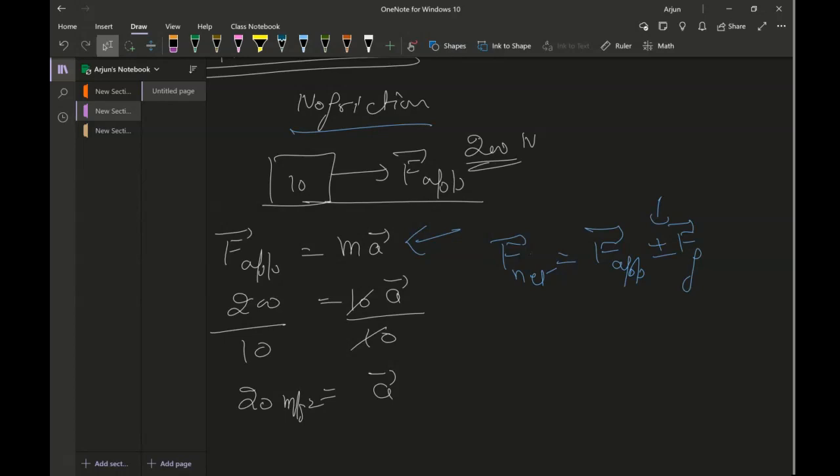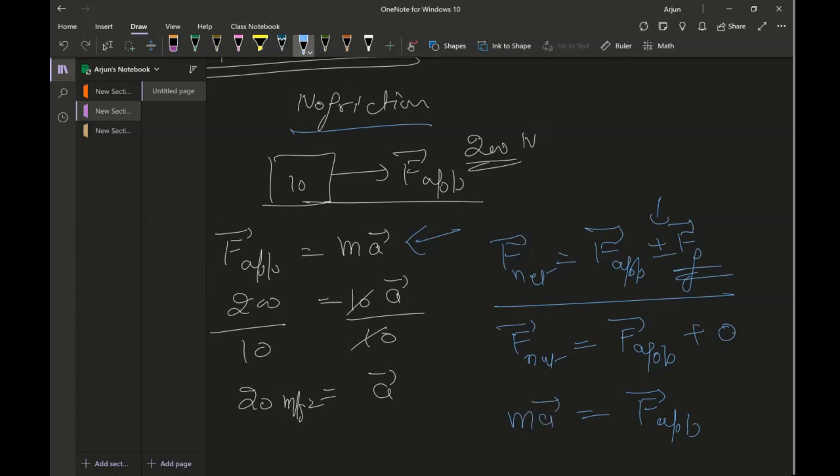All right, so this is the formula, and in this formula, if I write force applied, now no friction means this becomes 0, equal to F net. Now force applied is equal to mass times acceleration. That's why I got it equal to this, because there was no friction involved.